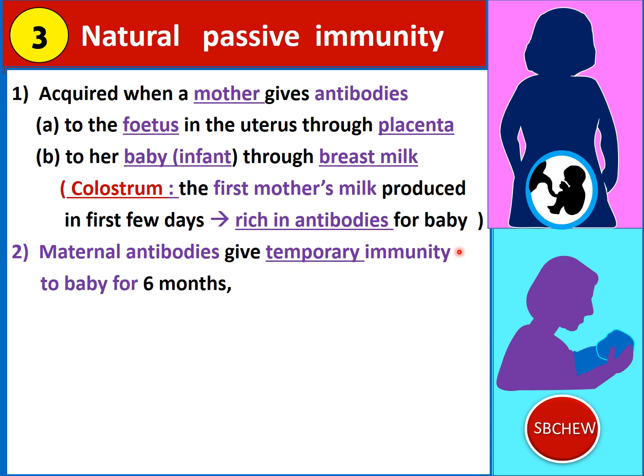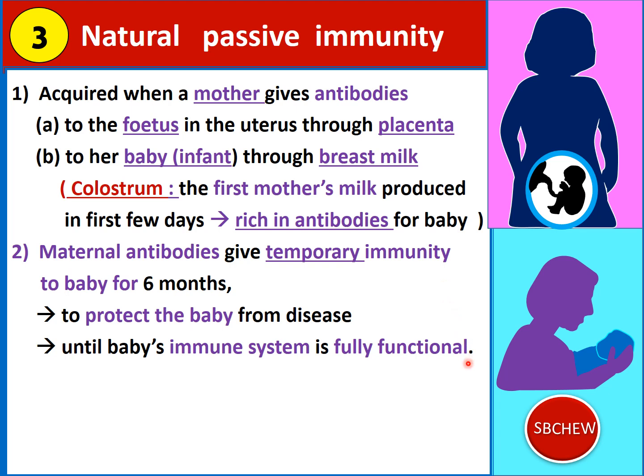Secondly, the maternal antibodies give only temporary immunity to the baby for 6 months. The reason is to protect the baby from disease until the baby's immune system is fully functional. So when it's first born, the baby's immune system is not well developed yet, and it has to become fully functional. So between that time it is the mother's antibodies that help to provide temporary protection to the baby from certain diseases. However, this immunity is only temporary.